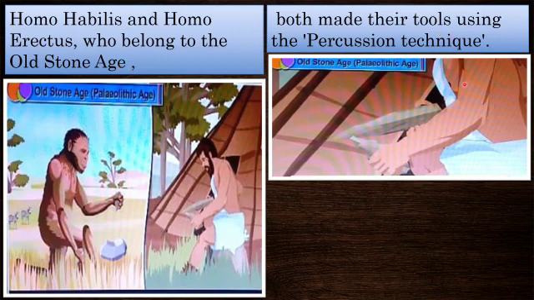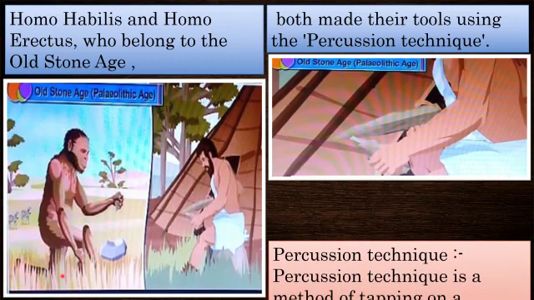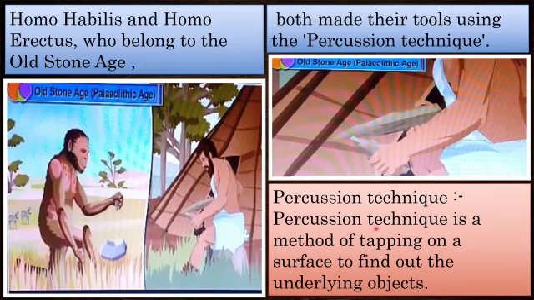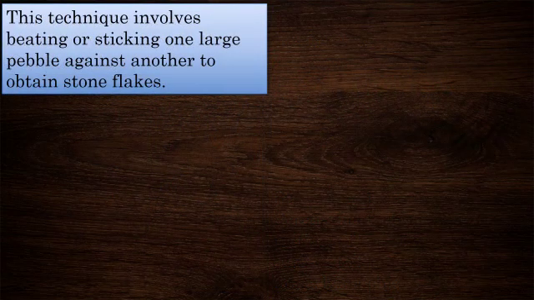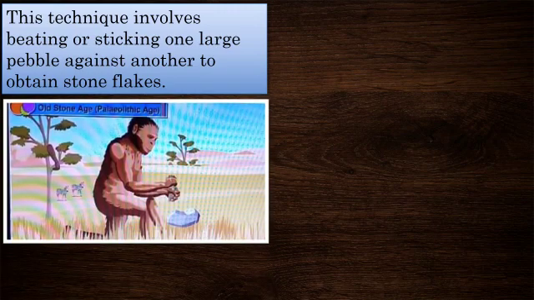So now dear students, what is the percussion technique? If you want, you can note down the meaning in your textbook. Percussion technique is a method of tapping on a surface to find out the underlying objects. This percussion technique involves beating or striking one large pebble against another to obtain stone flakes.